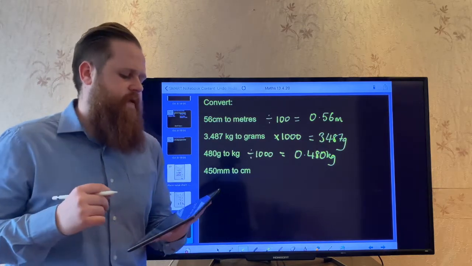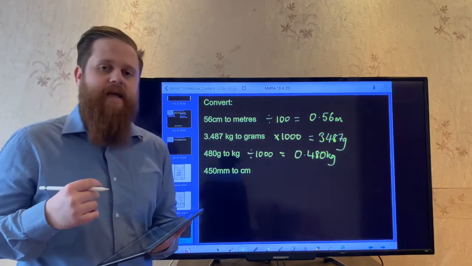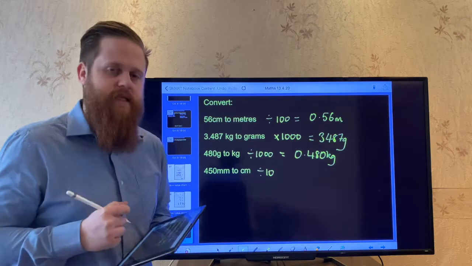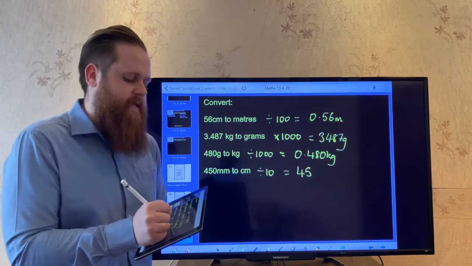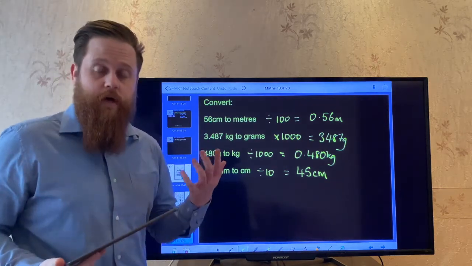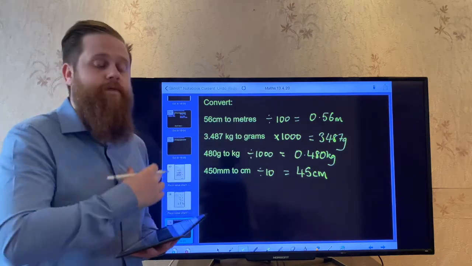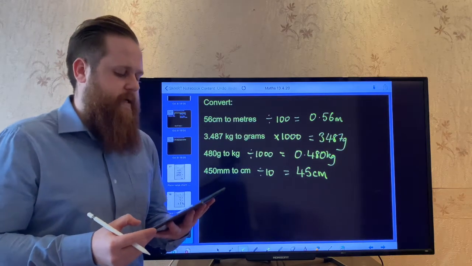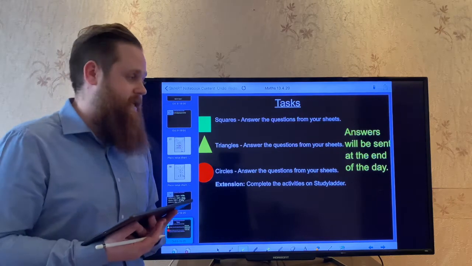And 450 millimetres to centimetres, okay, I know that I'm going to be dividing this by 10, because there was 10 millimetres in 1 centimetre, so divide it by 10, which would equal 45 centimetres. And there we go. We're using our knowledge of decimal places and our knowledge of key units of measurement to convert between them, okay?